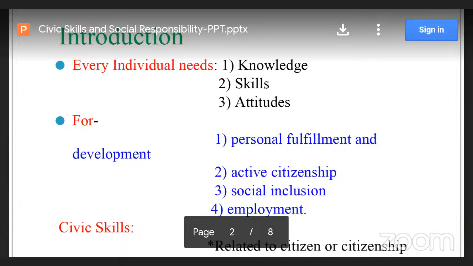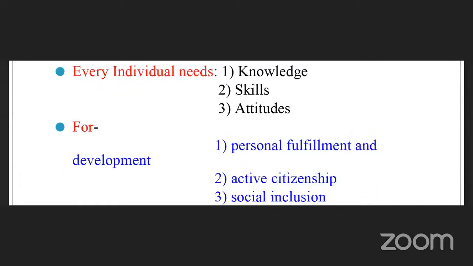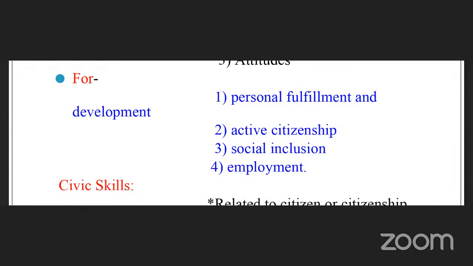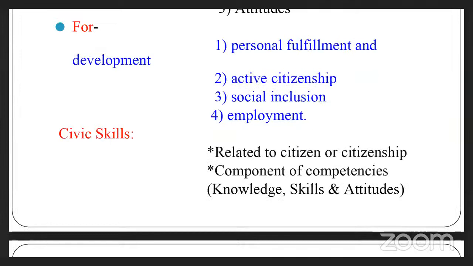Friends, every individual needs three things for the development of his life: knowledge, skills, and attitudes. Combinedly, we can call these three things the competencies. For the development of human beings, collectively, we can call these three things the competencies. Now, why do we need these three things? These three things are required for personal fulfillment and development, for active citizenship, for social inclusion and employment. So without having these competencies, it is not possible for us to get personal fulfillment and development, to have active citizenship, to have social inclusion, and to get employment.